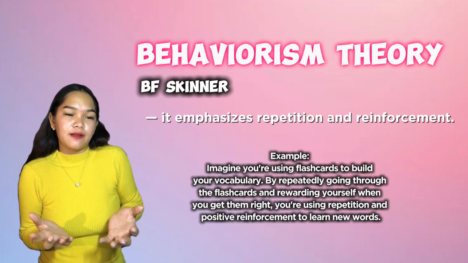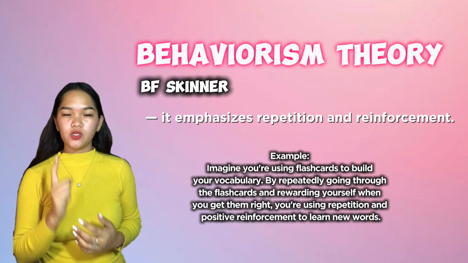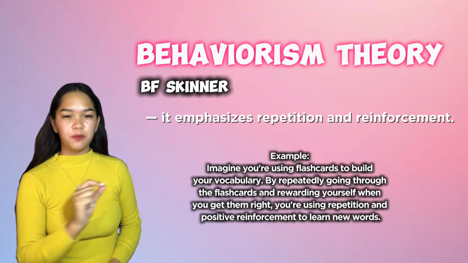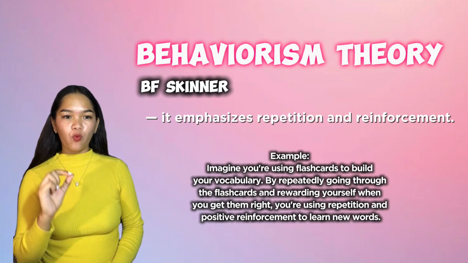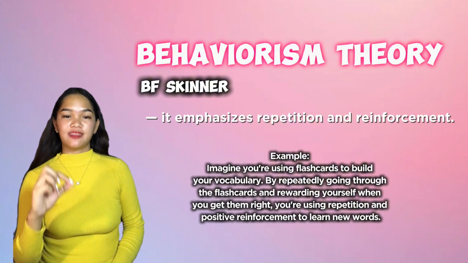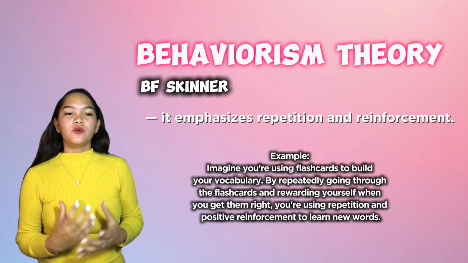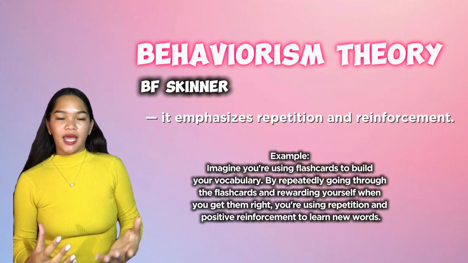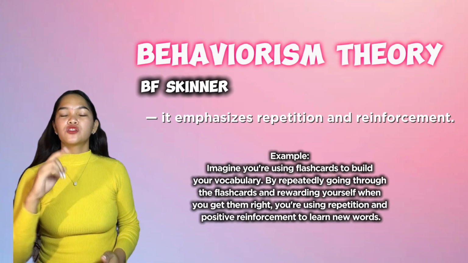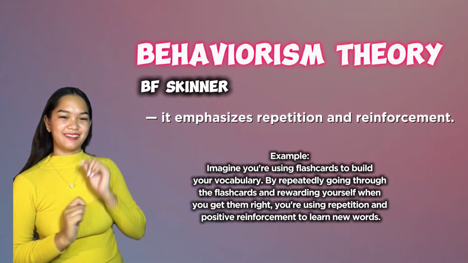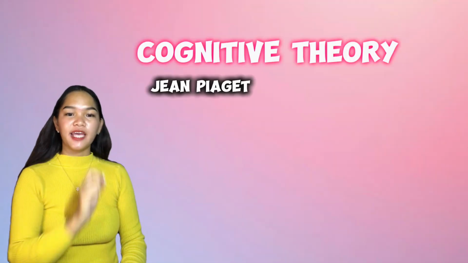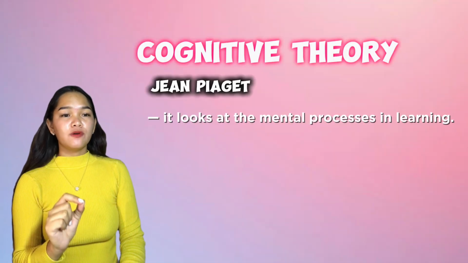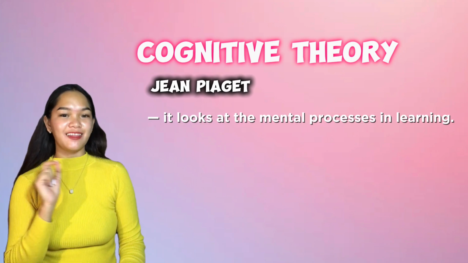For example, imagine you are using flashcards to study your vocabulary. By repeatedly going through the flashcards and rewarding yourself when you get them right, you're using repetition and positive reinforcement to learn new words. The second theory is the cognitive theory by Jean Piaget. It looks at the mental process in learning.